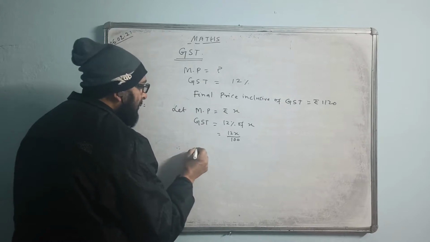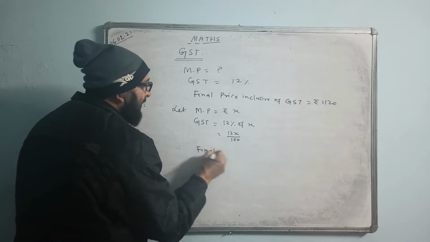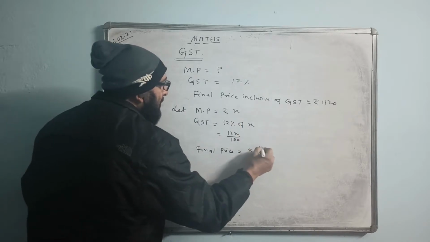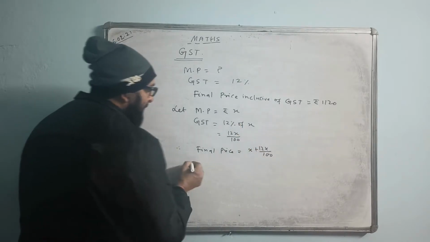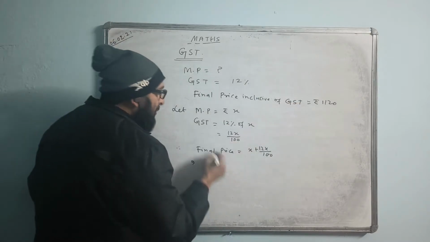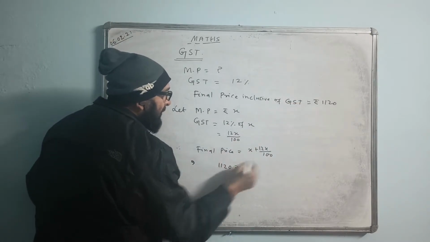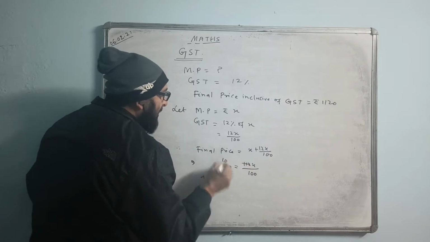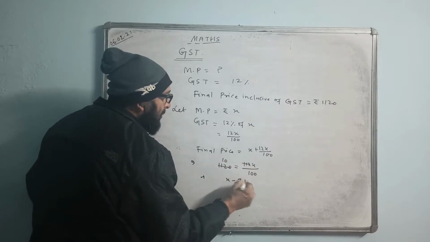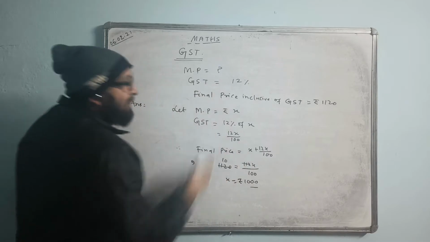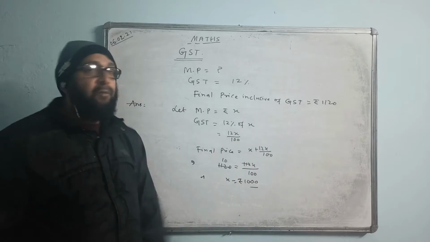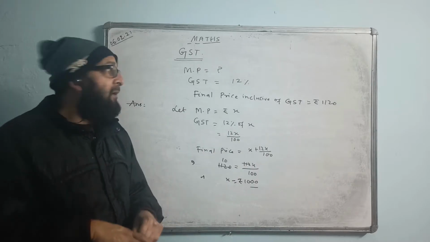Now, how do we normally find the final price? Final price we will find as X plus 12x by 100. And the final price in the question is given as 1120. So we make the equation: x plus 12x by 100 equals 1120, which is 112x by 100 equals 1120. You can cancel 112, this will go 10 times. X value comes to 1000. In the beginning I had taken the mark price 1000 and got the final price 1120. Now the final price is given and I am giving this back.